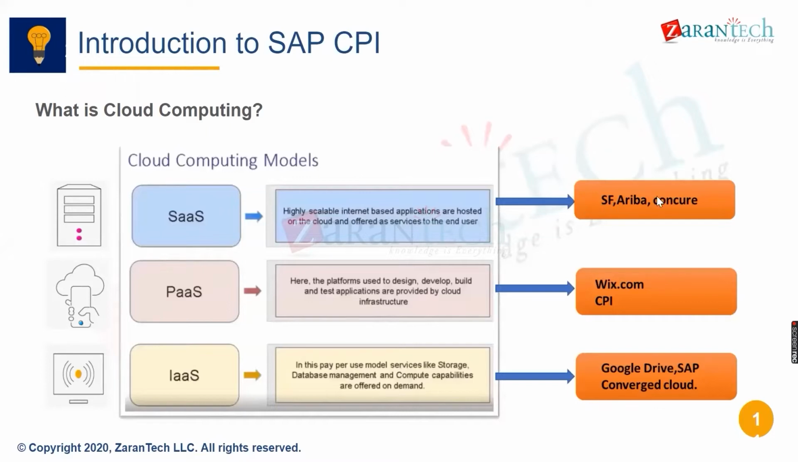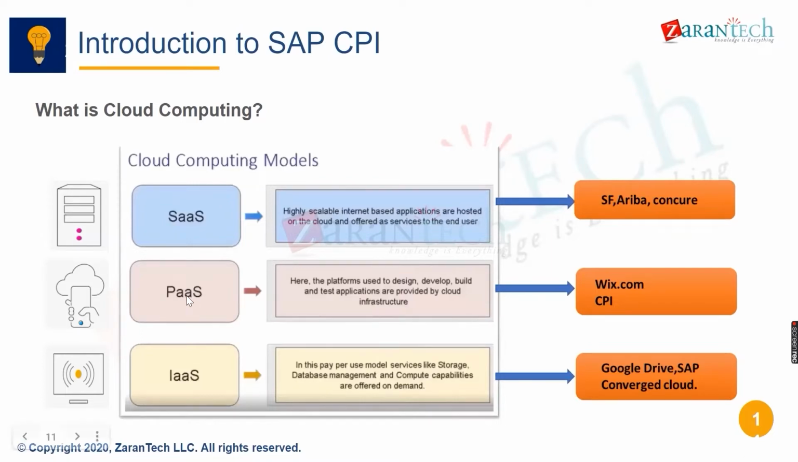The same goes for Ariba and Concur. If you have an Ariba architecture, like if you want to buy something or sell something, in the integration point of view, we go for Ariba. And if you have any travel, that comes under Concur. We'll see more about how this will work. But as I told you, software as a service is basically software which is already created and already deployed, and you utilize those services through the cloud.